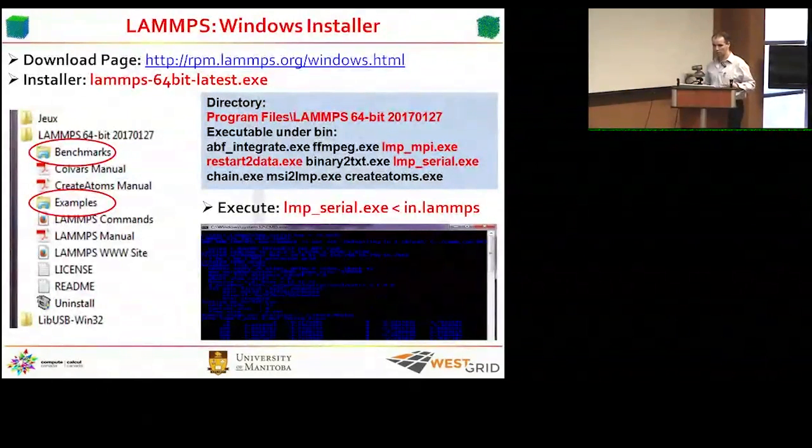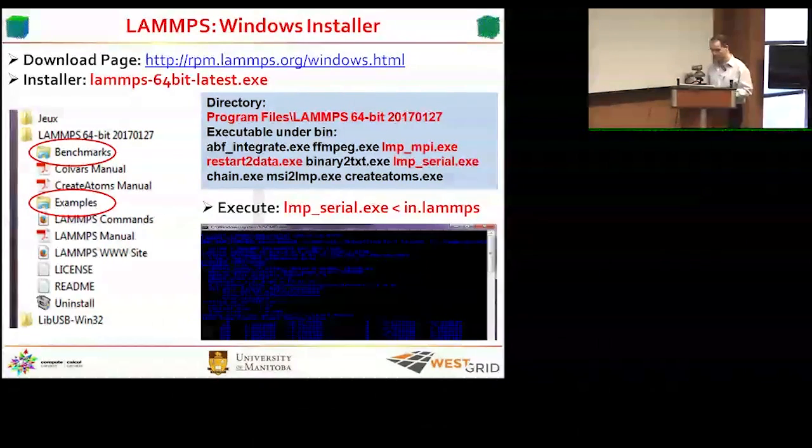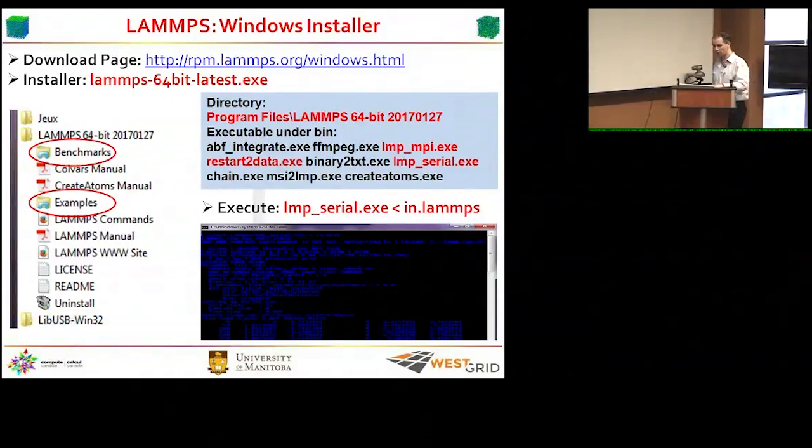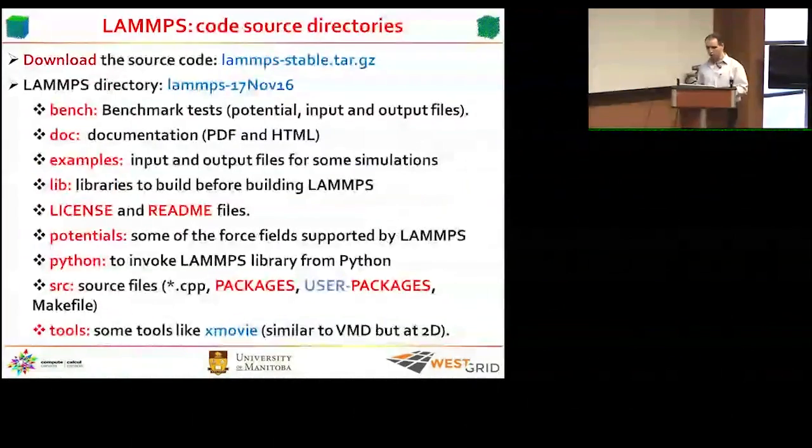It's possible to use, for example, the Windows installer. You can install it very quickly. It generates some executables in this directory. When you install, you have access to the examples, and to execute LAMMPS, you have to go to that directory and use this. This is, for example, the executable lmp_serial.exe, and this is, for example, an input file. I will explain more about this later.